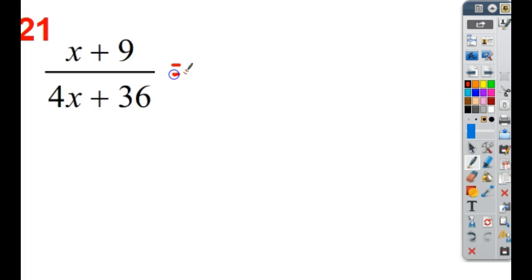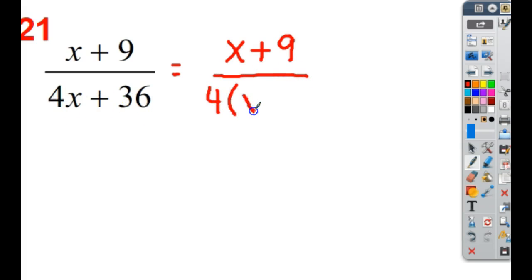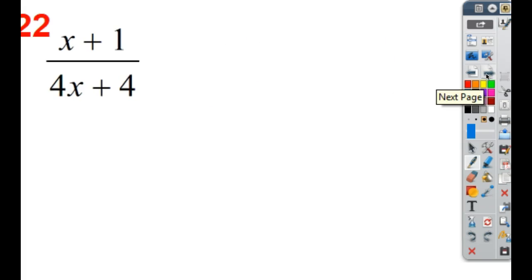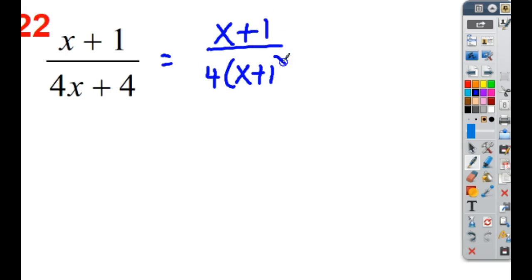Problem number 21, x plus 9. A 4 is going to divide out of that. Cancel, cancel. I'm going to have a 4 in the denominator. X plus 9 divides into x plus 9 one time. X plus 1, 4 over x plus 1. 4 divides out of both of those. This cancels. I have a 4 in my denominator. X plus 1 divides into x plus 1 one time.